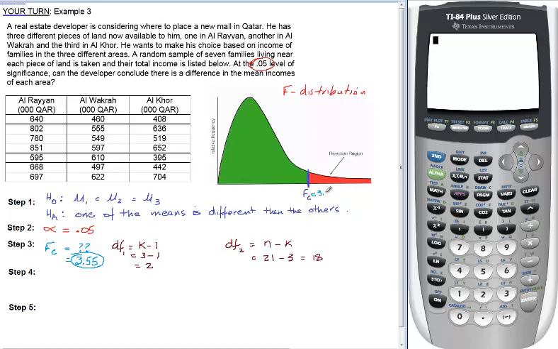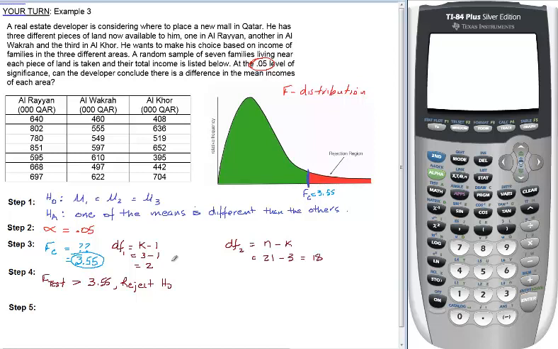So FC is 3.55. So step 4, our decision rule is what? If the test value, which we'll calculate in a second based on this data, is greater than the critical value, which is 3.55, right? So if it's greater than 3.55, we're up in the rejection area. Then, of course, we will reject the null hypothesis. So our next thing to do is actually find the test value.